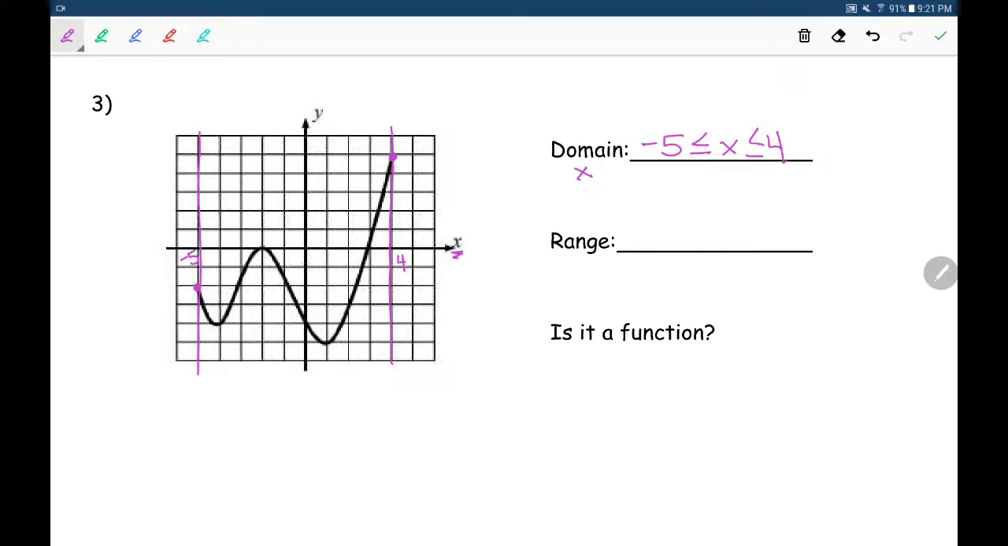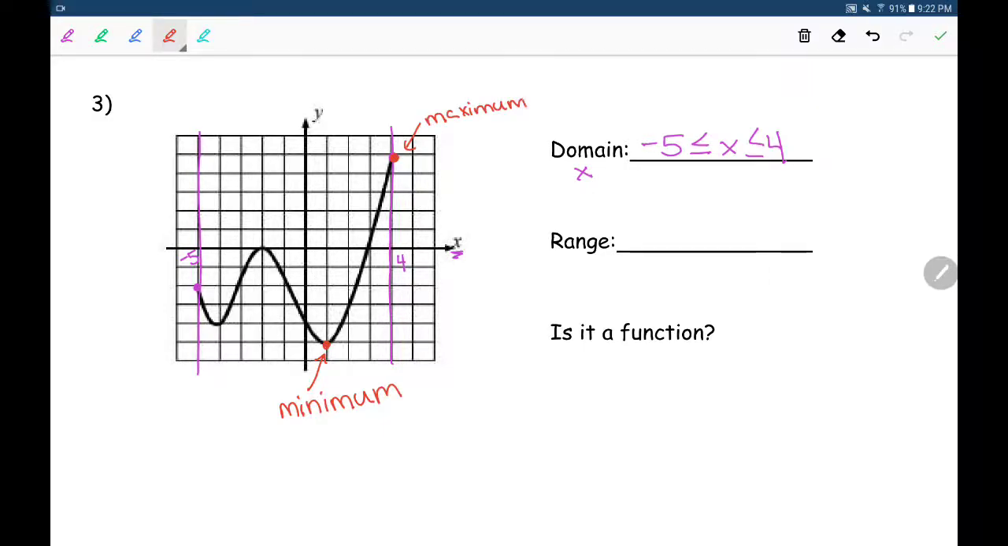Our range is the same sort of idea, except this time, we're going to be looking up and down. It's how low does our graph go and how high does it go. So if we follow our graph along, this is our lowest point down here. This is our highest point up here at the end. This lowest point we would call our minimum, where this point up here, this would be called the maximum.